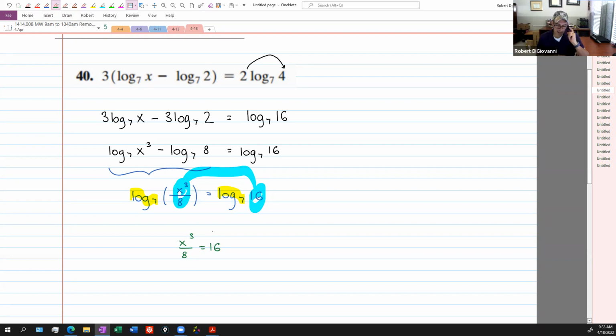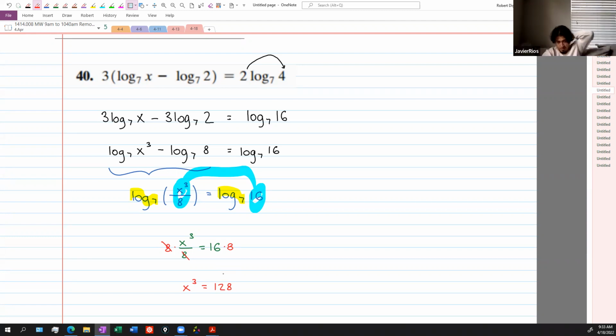And what's 8 times 16? Because I'm going to clear fractions. So what do I get when I multiply 8 on both sides here? x cubed equals, that's 80 plus 48, right? So that's, I believe, 128. Is that right? 128. And then what are we going to do now? What am I going to do?